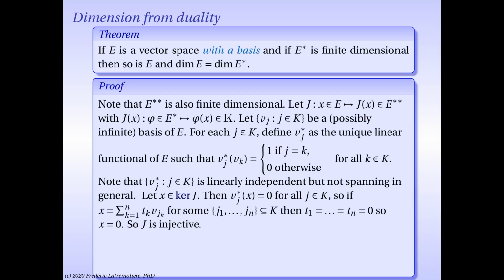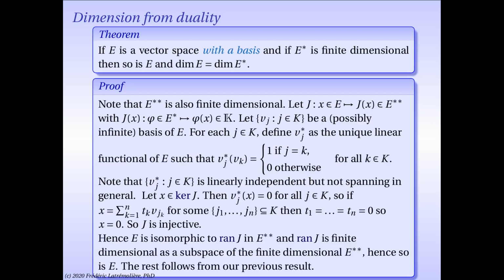Then by applying V star sub j sub k to X for k ranging from 1 to n, you get that the coefficients T1 to Tn are 0, just like before. So we can again conclude that X equals 0. But then that means that J is injective. Now, again, we still don't know that E is finite dimensional, so I cannot conclude that J is bijective right now.